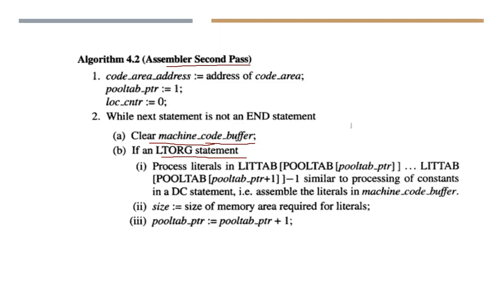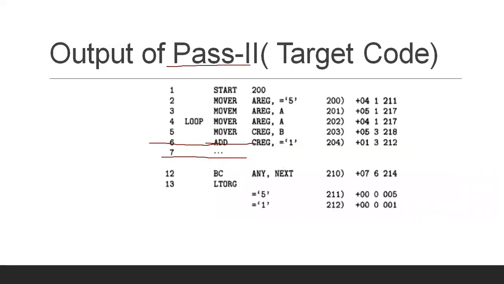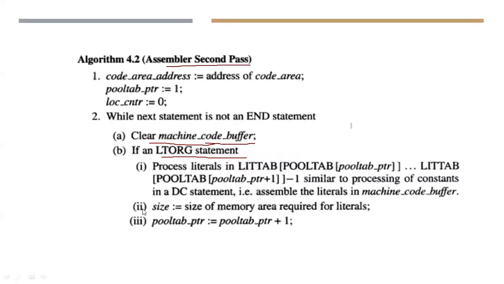That's why here the pool table pointer is equal to pool table pointer plus 1. So pool table pointer is increased. So when the next literal is required from the pool table, the next entry will be taken into consideration. So once we entered 5, now it is incremented and then we will get 1. So all the literals in pool 1 are allocated with this particular target code. So this is about how LTORG statement is processed.